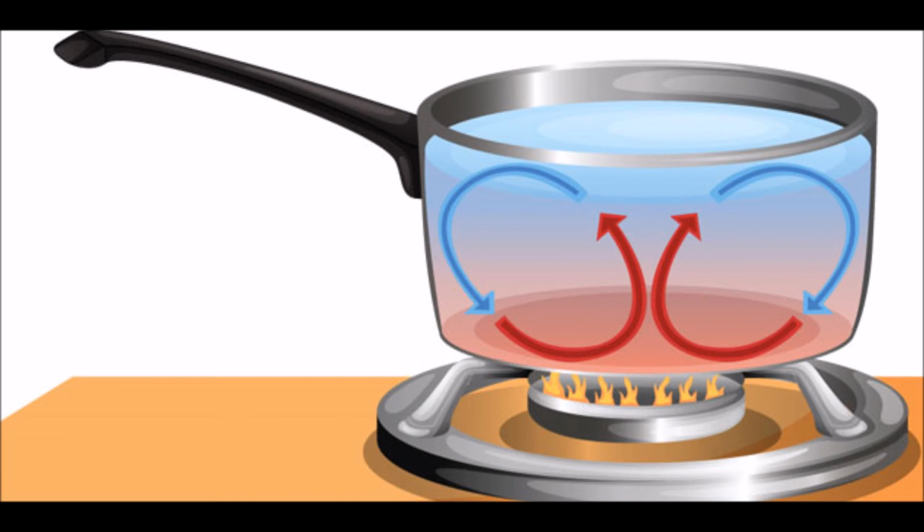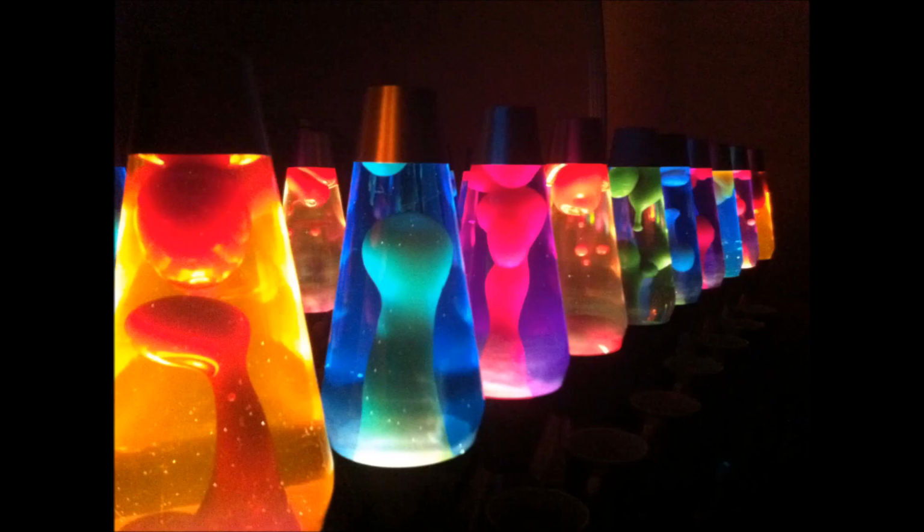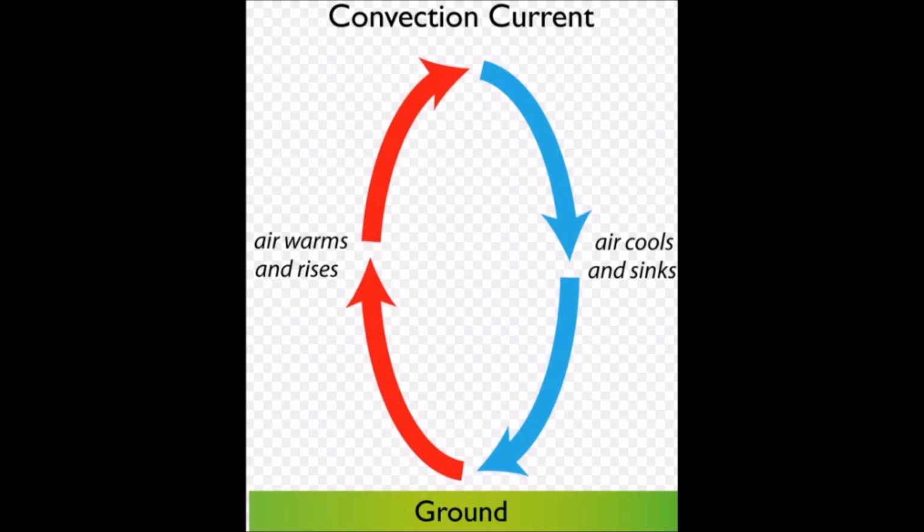Convection currents are where something is heated from below. As it heats, it becomes less dense and it rises. And then as it gets up to the top, it cools off and it sinks back down because it becomes more dense. This is the way a lava lamp works. This is also the way the atmosphere works. You can see here in the picture, the air on the ground is warming up. It rises. As it gets to the upper atmosphere, it cools and it sinks back down.